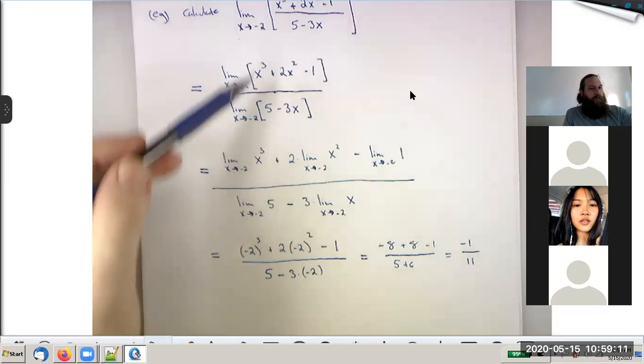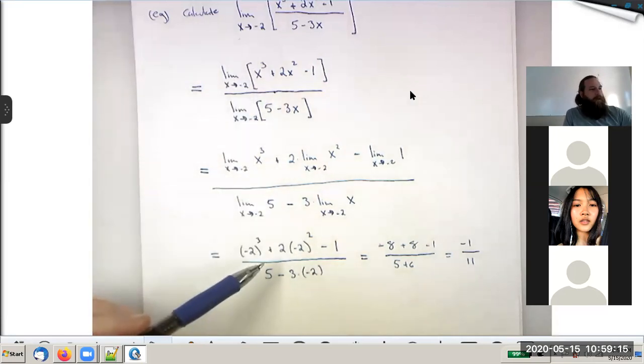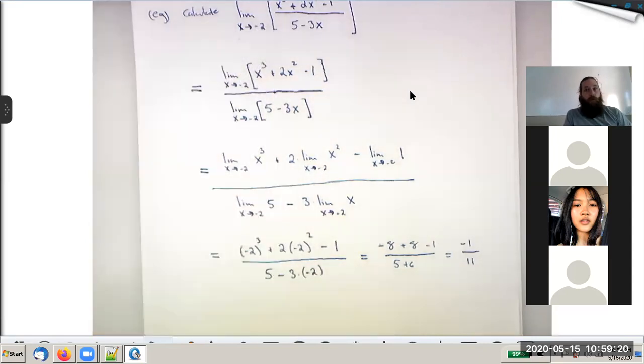What we actually did was very, very carefully go through our limit laws. But what we ended up with is what you would have gotten if you just plugged -2 in for x. And that works great. That works wonderful, as long as it doesn't make the denominator 0.